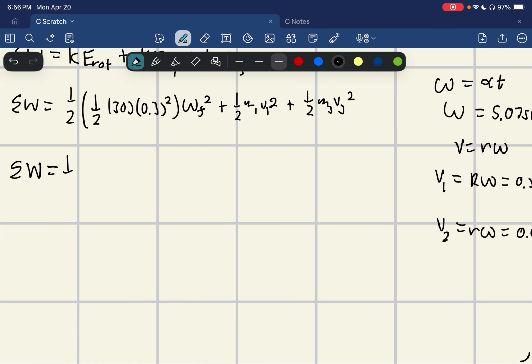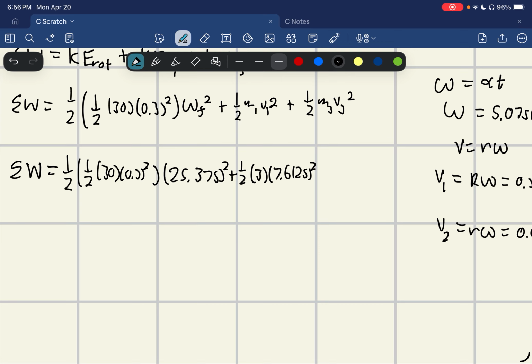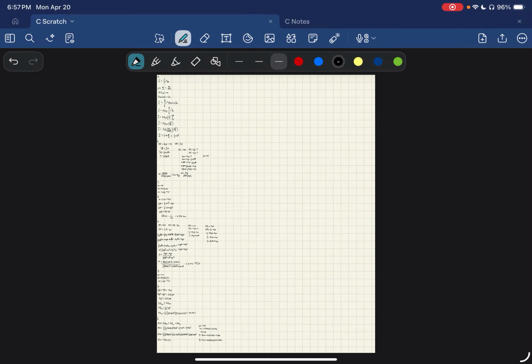And just plug it back into here. Work is equal to 1/2 times 30 times 0.3 squared times 25.375 squared plus 1/2 times 3 times 7.6125 squared plus 1/2 times 2 times 0.76125 squared. And this will equal out to 522.13 joules. And that was FRQ number 1.